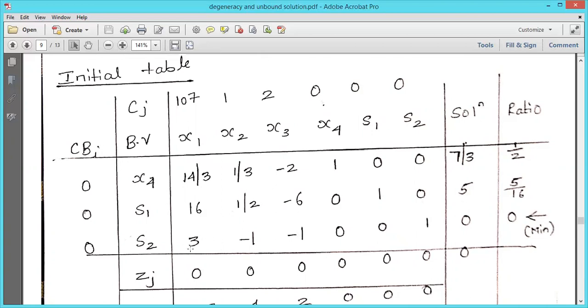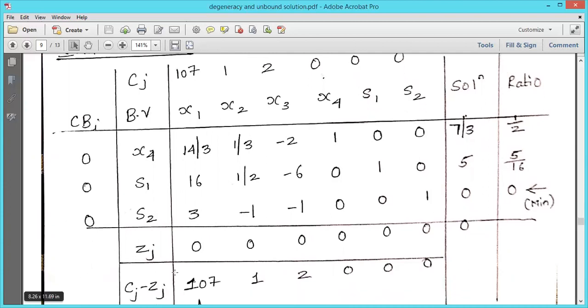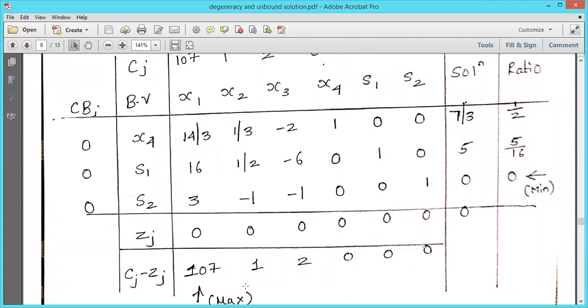And the third constraint has, for x1, 3, x2 minus 1, x3 minus 1, x4 0, s1 0, s2 1. The right hand side is 0. Now zj we will get all zeros. Again cj minus zj we have these values. Among all these values we have to consider the maximum one. So this is our maximum one. So now x1 will be our key column.